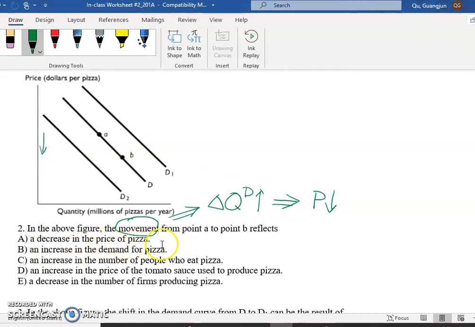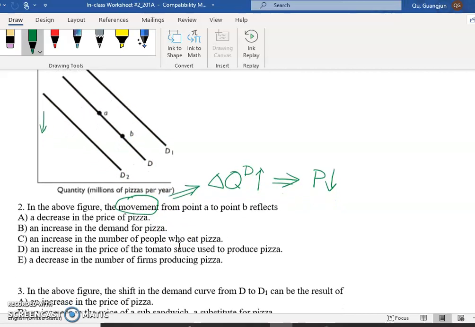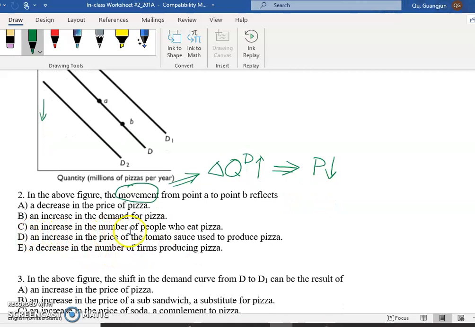Okay, a decrease in price of pizza. Okay, B, an increase in the demand for pizza. Again, demand doesn't change. Both A and B stay on the same curve, so it's the same relationship, the same demand. Okay. C, an increase in number of people who eat pizza. Now here, the TERNIP factor has got to be N, right? It's a number of buyers. So when there's an increasing number of buyers, then the demand would go up. Okay, this would lead to a rightward shift of the demand curve.